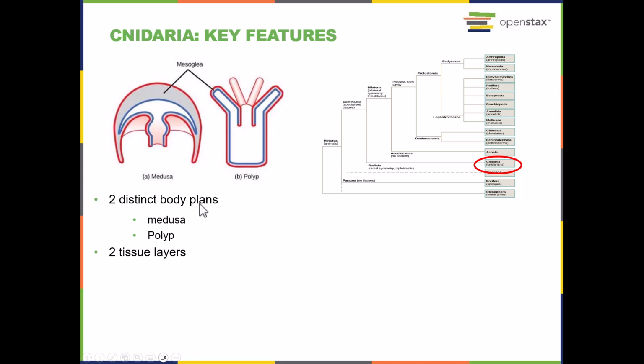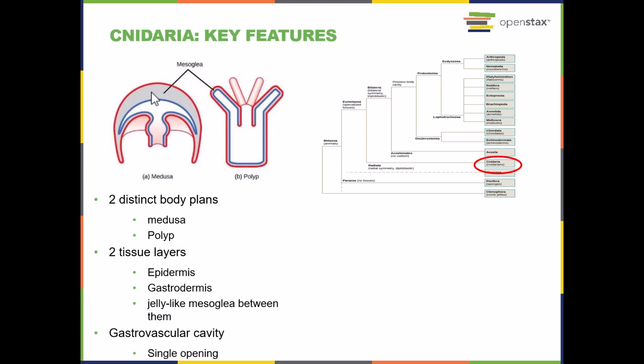They have two tissue layers. Have an epidermis and a gastrodermis. You can see up here the epidermis is in red and the blue is the gastrodermis. In between, we see that gray area represents a jelly-like substance that is known as the mesoglia. It's not cellular in nature, so it's not a true mesoderm. That's why we call it mesoglia.